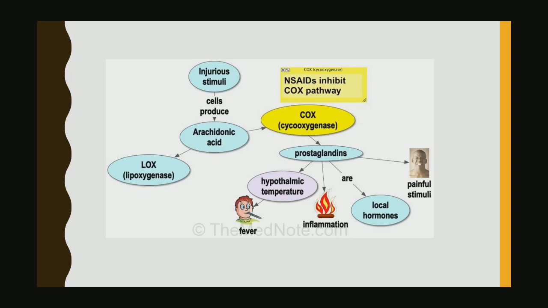To prevent this, NSAIDs inhibit COX-1 and COX-2. So collectively, the prostaglandins won't be produced. When the prostaglandin is not produced, the pain will not be there. This is just a small way of explaining the NSAID action.